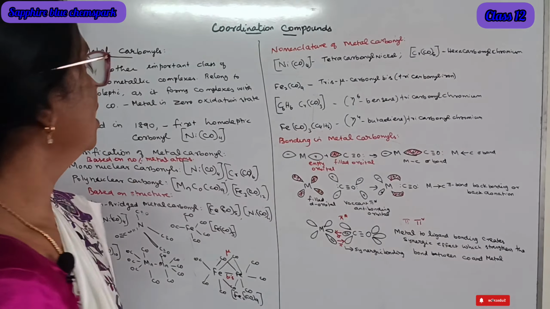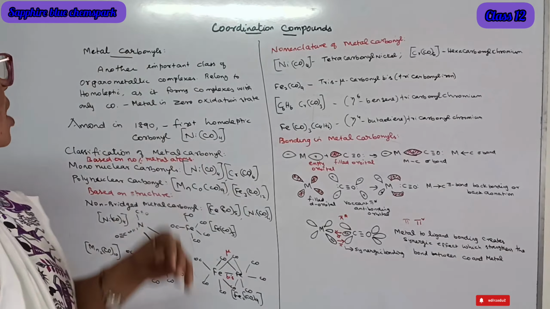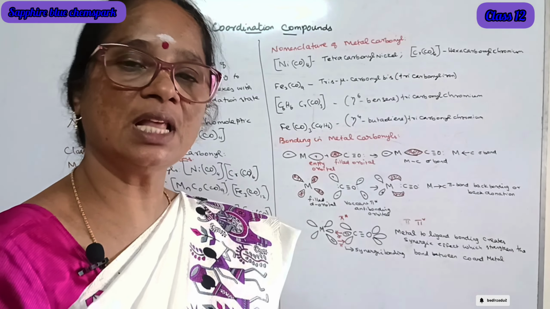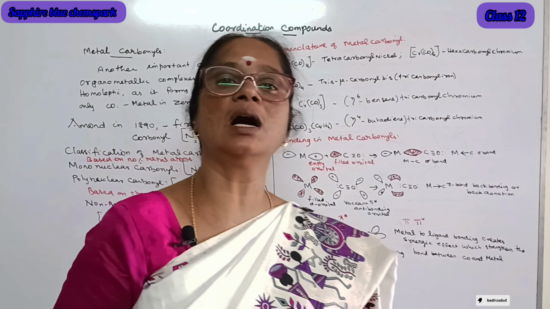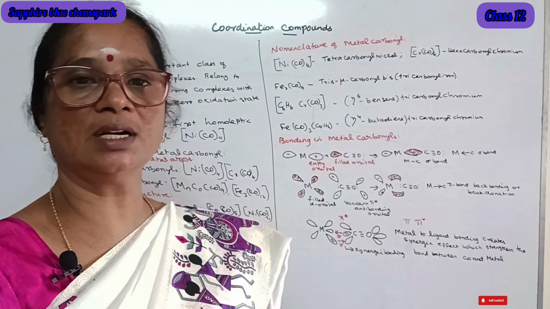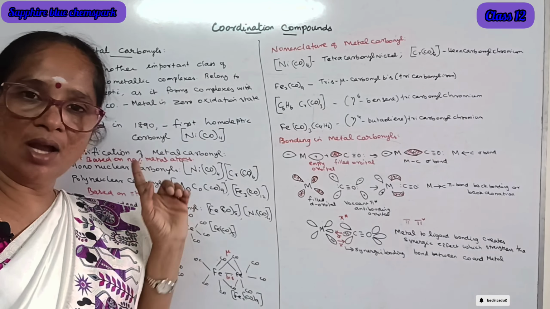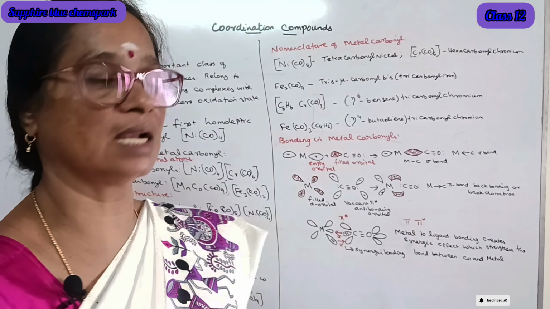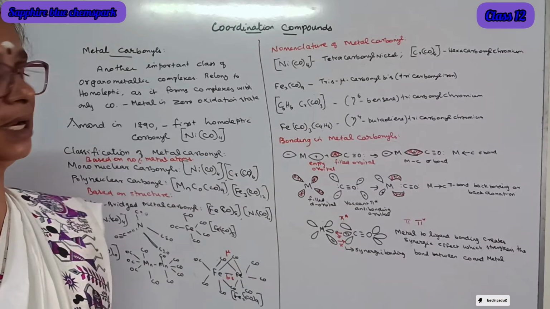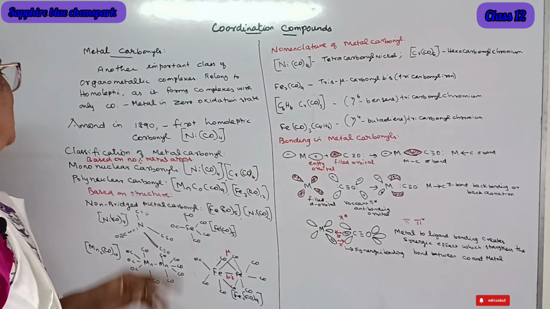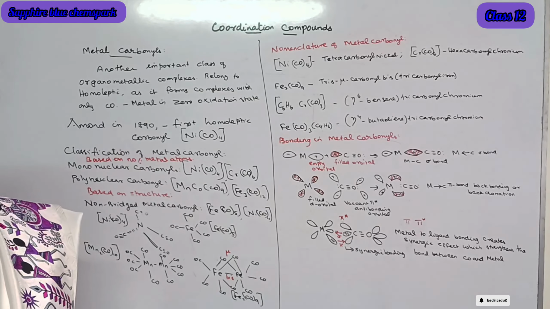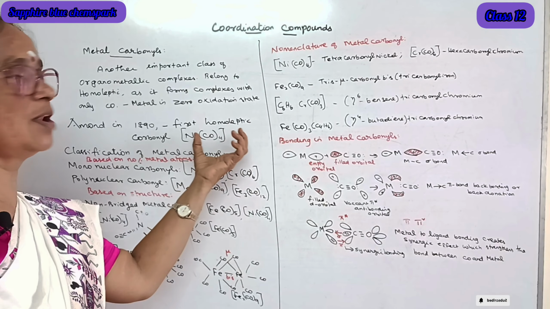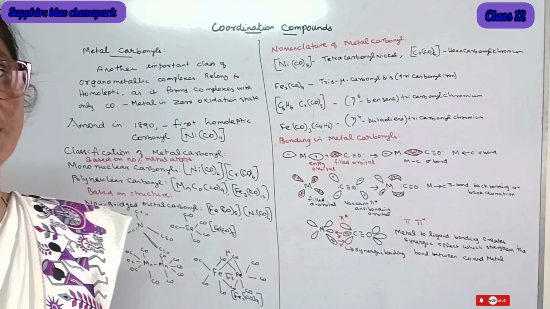The next one, metal carbonyls. Metal carbonyls are an important class of coordination compounds in which carbon monoxide alone is the ligand, donating its lone pair of electrons to the central metal atom. In all these complexes, the metal atom is found to be in the zero oxidation state. Nickel tetracarbonyl was first prepared by Mond in 1890. And these are homoleptic complexes, because the complexes are made up of only one ligand type, carbon monoxide alone.